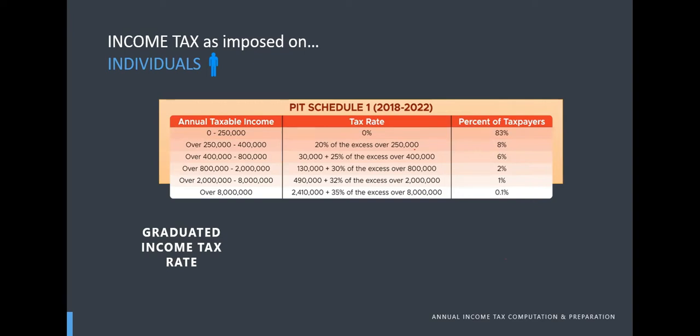Based on the data that have been gathered, 83% of the taxpayers belong to those who are exempt, while only 0.1% of the working class population belongs to the 35% maximum tax rate. This schedule is applicable only from 2018 up to 2022.